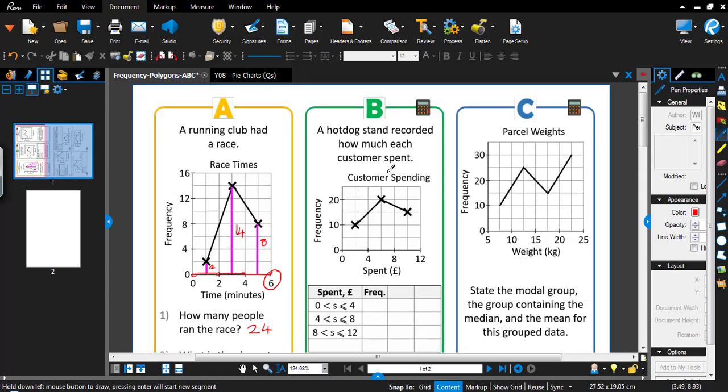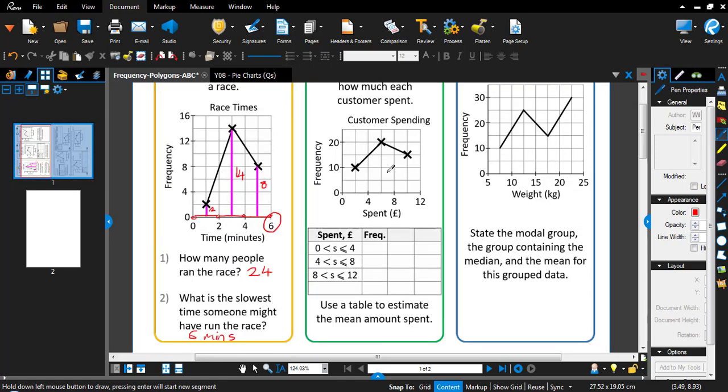Okay, B. A hot dog stand recorded how much each customer spent. So use a table to estimate the mean. Why is that an estimate? It's an estimate because these middle values here, the mid-class values, might not necessarily be accurate. We just go halfway because that's kind of in between most values, but it's not necessarily accurate. That's why we go for estimate.